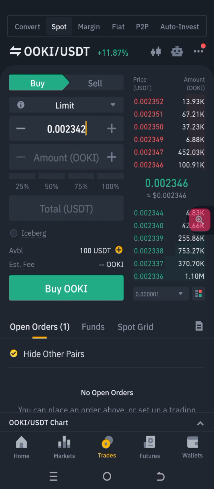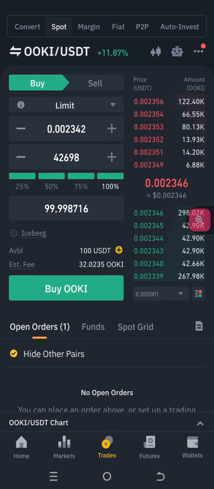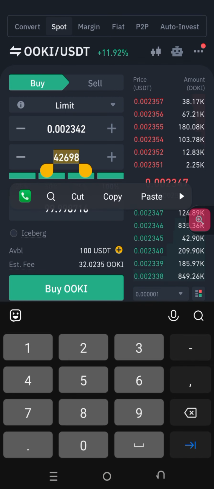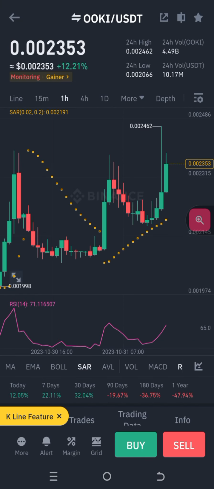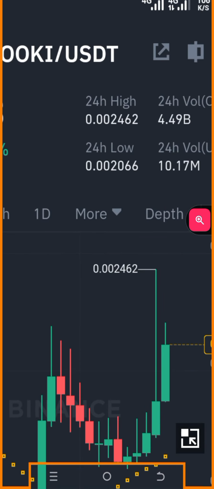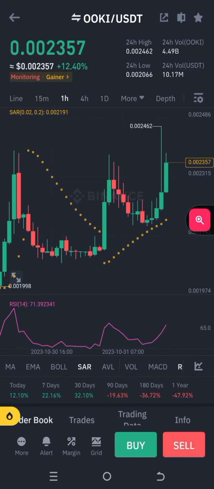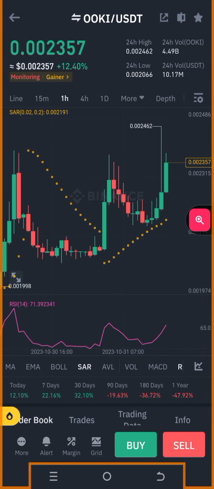So all I need to do is check on buying this $100 worth, and this gives me 42,698. I cut that out, and then I go back and check where the highest it went to in the last one day was. It went to 2462. So there is a tendency for it to still get there and go beyond, right? So we're going to try that out and see how much we can make.